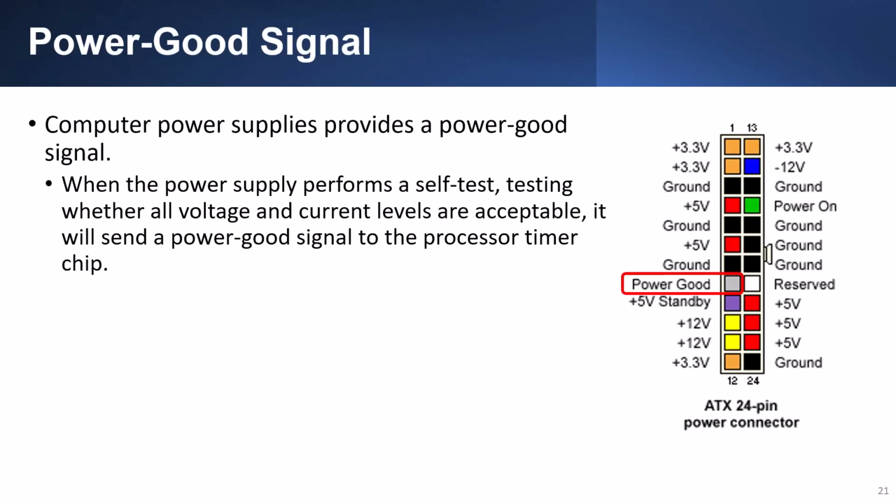Computer power supplies provide a power good signal. When the power supply performs the self-test, testing whether all voltage and current levels are acceptable, it will send a power good signal to the processor timer chip.